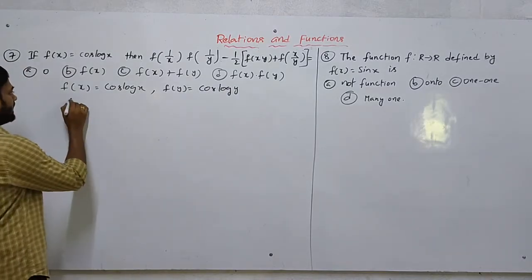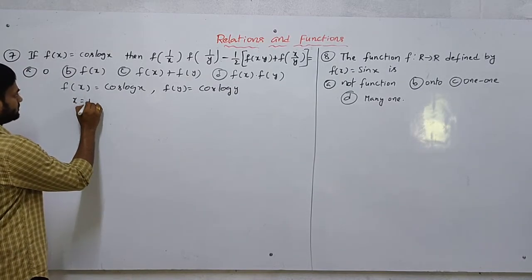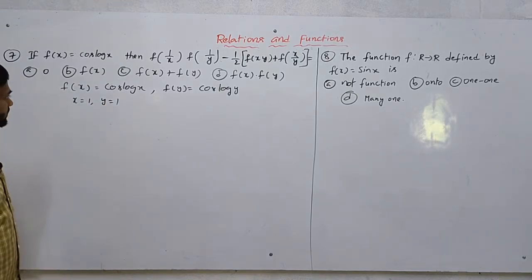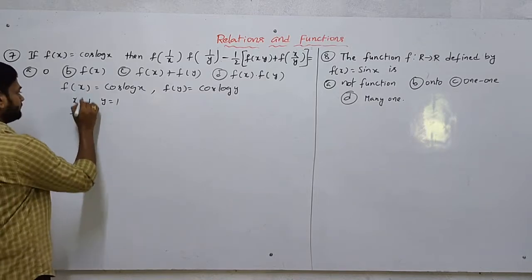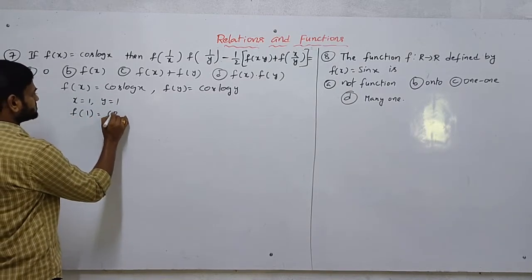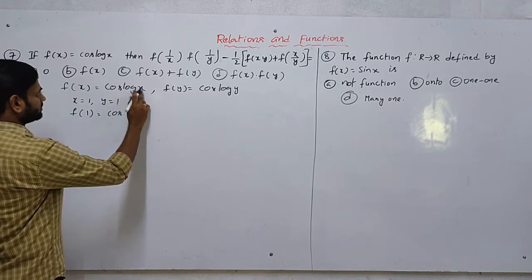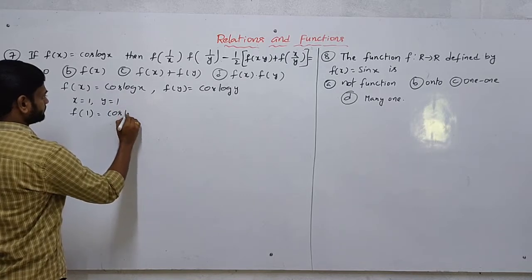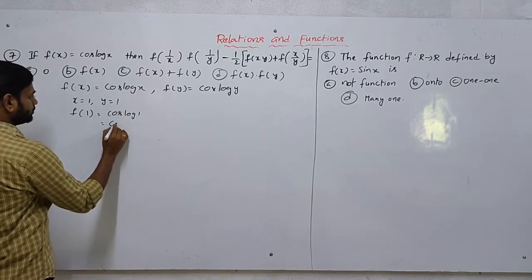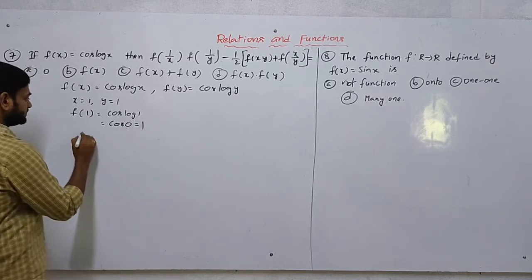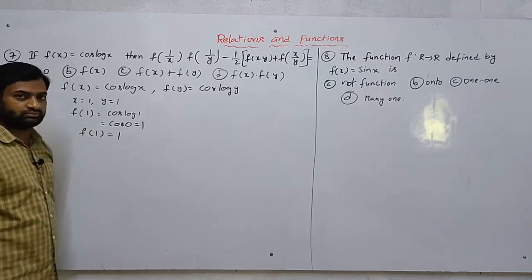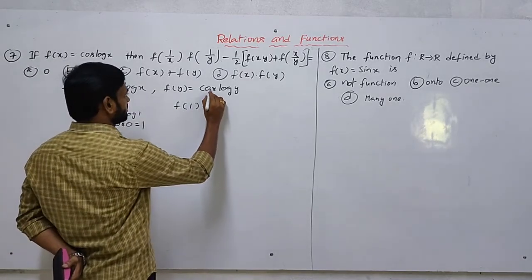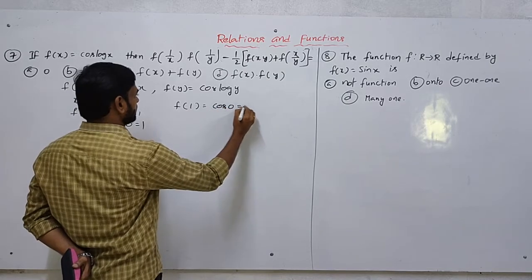Now here, I am choosing x value 1, y value 1. Now substitute here. f(1) is equal to cos(log 1). Log 1 is 0. Cos 0 is 1. That is f(1) equal to 1. Here also the same: if you substitute y value 1, f(1), that is cos 0, is 1. f(1) is 1.